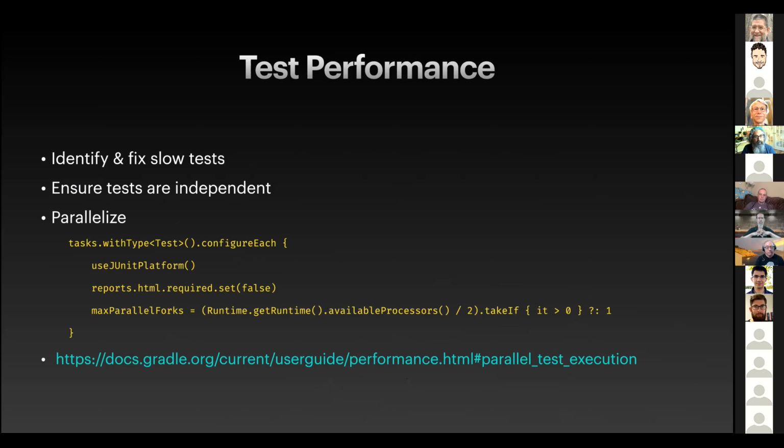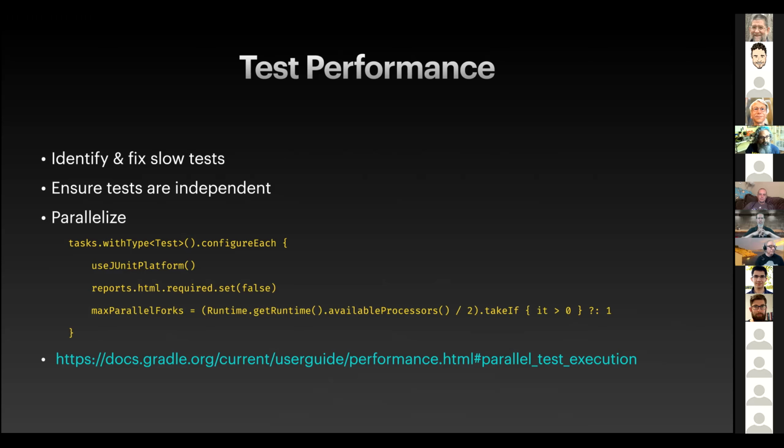Test performance. For improving test performance, the best thing you can do is identify and fix your slow tests first. If you've got a test that takes a minute to run, then no amount of Gradle tweaking is going to make that thing go any faster. So identify and fix those slow tests. Make sure that your tests are independent, meaning they can run in any order. If you have tests that are dependent on each other, anytime you try to parallelize them, you'll run into weird race conditions, and it'll be very difficult to debug what's going on. Those are good things to do regardless of whether or not you end up parallelizing your process.